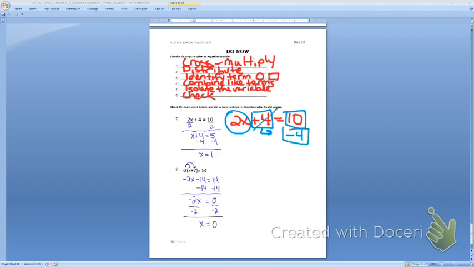Cross that off. And then I need to combine my like terms, so I should have 2x is equal to, well, 10 and negative 4 are opposite signs, so I have to subtract 6. And then my next step is to isolate my variable from its coefficient. The coefficient is 2, and it's beside it, so I have to divide it. So my final answer is x equals 3.